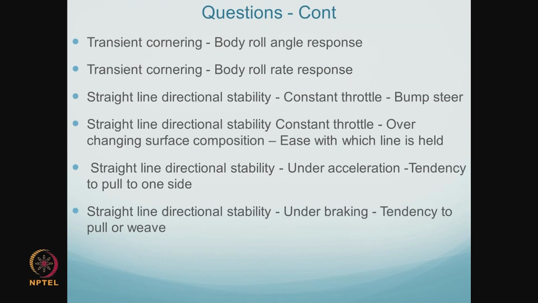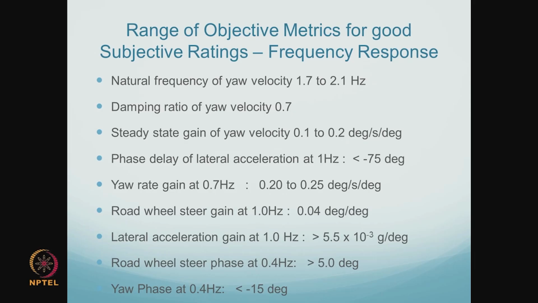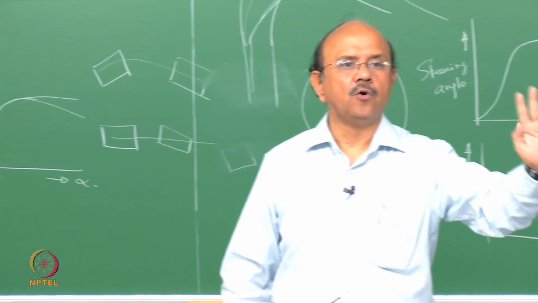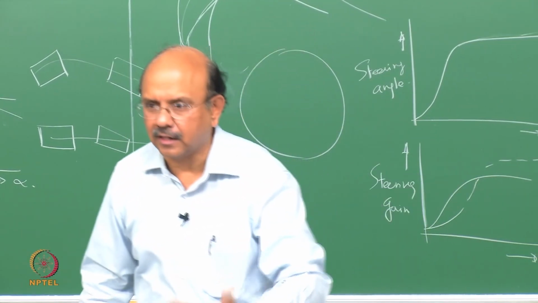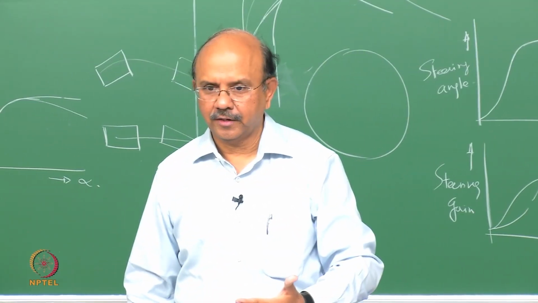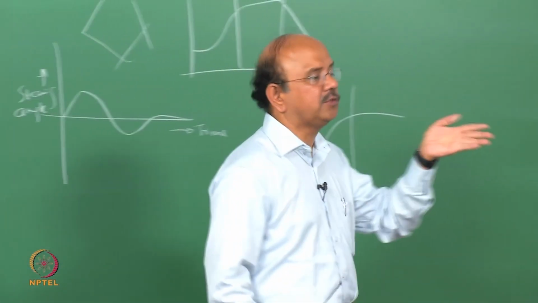So the interesting point is this. Ultimately, in today's class, we come up with a range of objective metrics for good subjective rating. In other words, if you want to design a car, and you want it to be approved by expert drivers, hopefully the customers will follow the expert drivers. Then how do you design the car? I will design a car with a natural frequency of yaw velocity between 1.7 to 2.1 hertz.